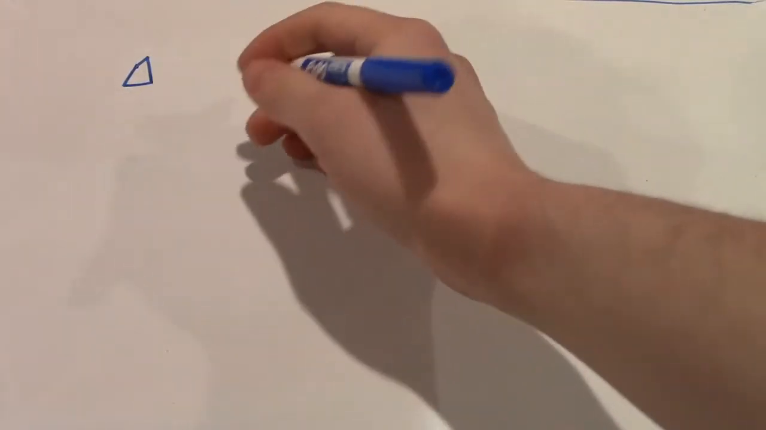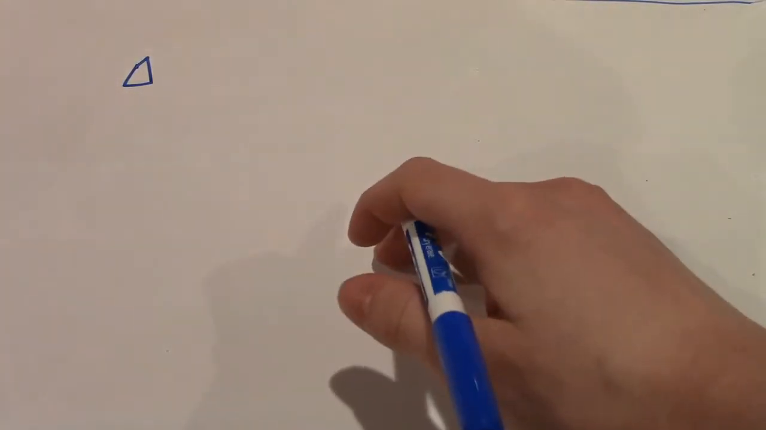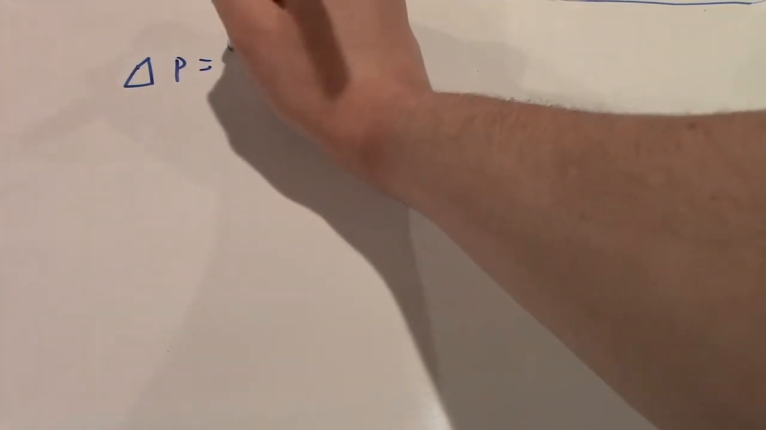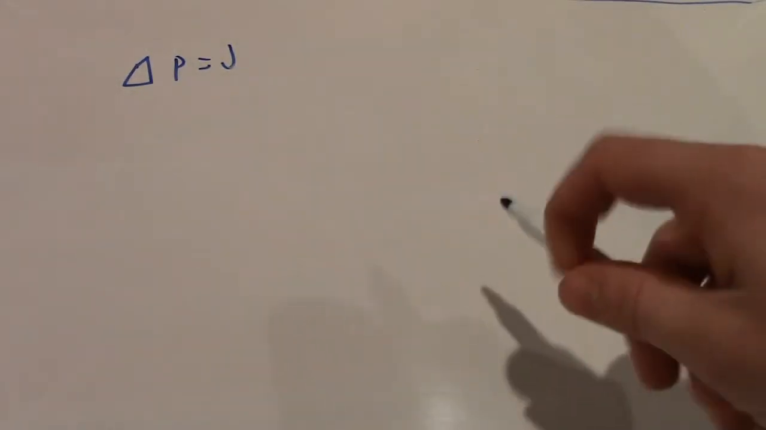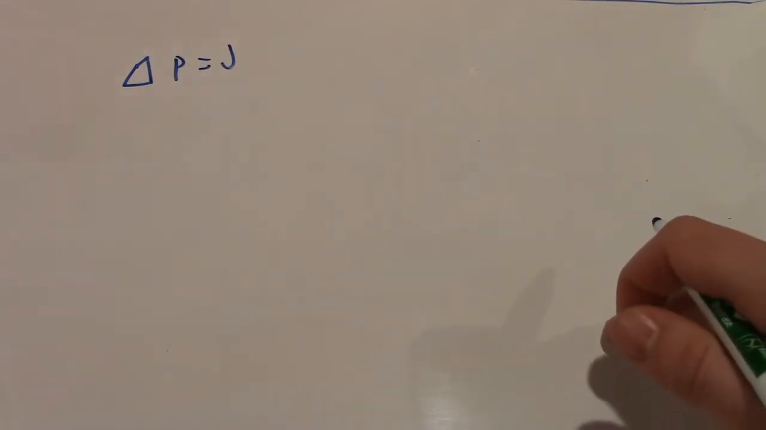And to represent a change in momentum, we write the Greek letter delta, which looks a bit like a triangle and indicates that something is changing, and then momentum, as represented by P. Now, a change in momentum can be referred to as an impulse, and an impulse is represented by the variable J.